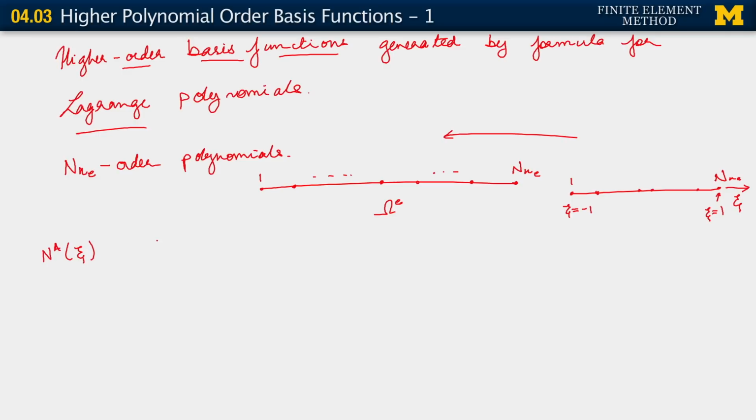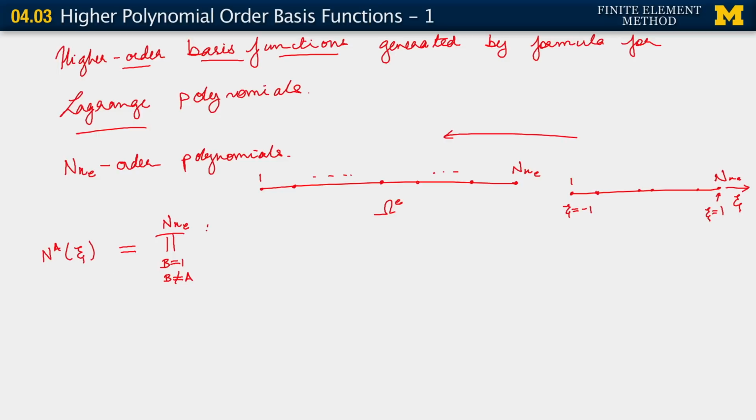In terms of ξ, it is the following. It is the product, B equals 1 to the number of nodes in the element. However, B cannot be equal to A, where A is what we have on the left-hand side.